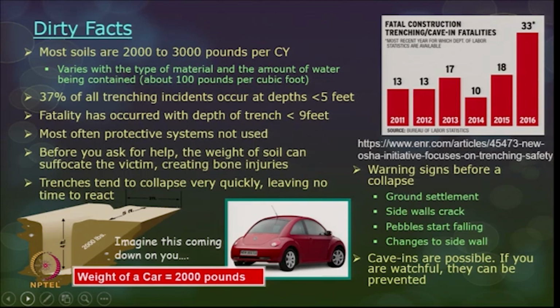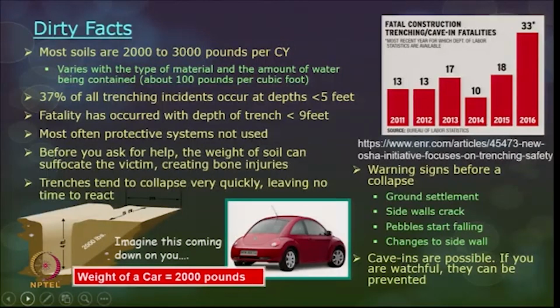On the side walls you can see a lot of cracks and minute movement or dislocation of some pieces of the earth. Pebbles or small pieces of soil can start falling. That itself is a warning sign that this soil may collapse at any point of time. There can be changes on the side wall from where you have cut, so cave-ins are possible when you are cutting the earth.